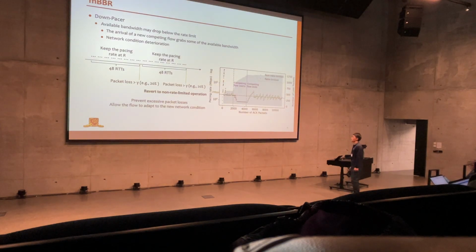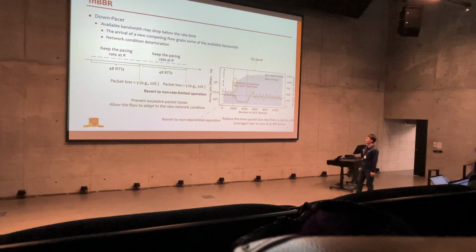So this is the evaluation setup, and this is the evaluation of this algorithm. So let's see when the competitor flow starts. Let's have a look at the blue shading area. The packet loss increased dramatically, until the down pacer kicks in. We revert to non-rate-limiting operations, and after the competitor flow ends, the operator can be used to re-estimate the bandwidth. And then, this is the evaluation of this algorithm. It reduced the mean packet loss rate from 15% to 4%.